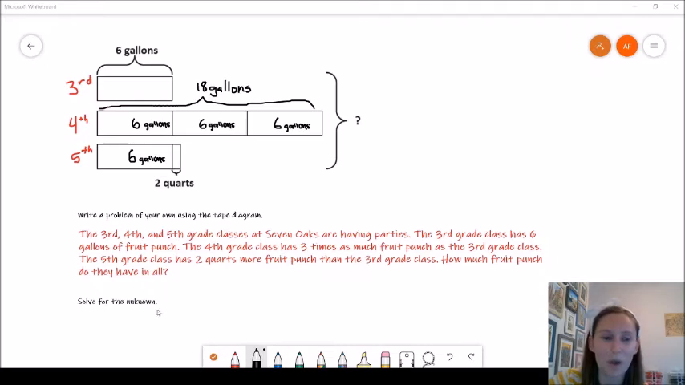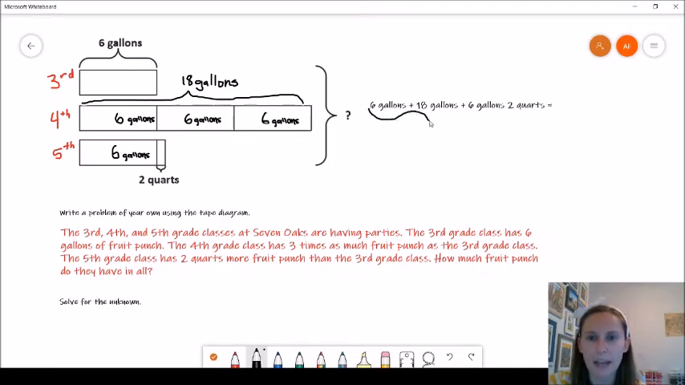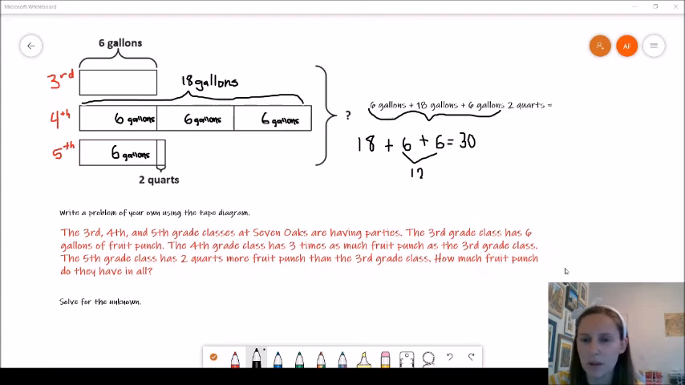Now I actually want to solve for the unknown. So I need to solve for the punch for the 3rd, 4th, and 5th grade classes all together. I know that the 3rd grade class has 6 gallons of fruit punch, 4th grade is 18 gallons, and 5th grade is 6 gallons, 2 quarts. So what would that be all together? Well, if I add all of the gallons together, 6 plus 18 plus 6, what do I get? Well, I know that 6 plus 6 is 12, and then 18 plus 12 is 30. So that is 30 gallons of fruit punch and then 2 quarts. So we have 30 gallons and 2 quarts in all.